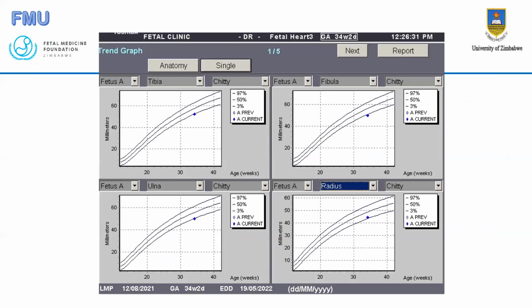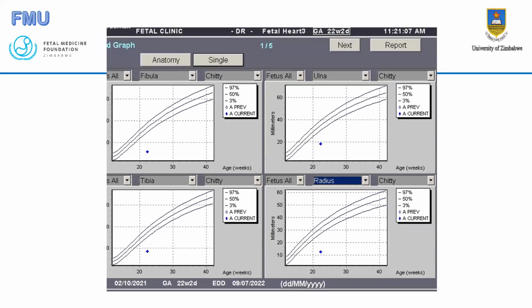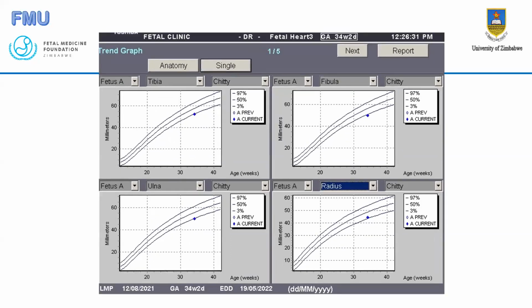I've just put these graphs here to show you that whenever you measure the long bones and they are all borderline, this is part of screening for skeletal dysplasias. These are borderline short long bones. They are not extremely short. There is a difference between the size of these bones we are looking at here, and these ones. So you can see the clear distinction that these ones are marginally short long bones.